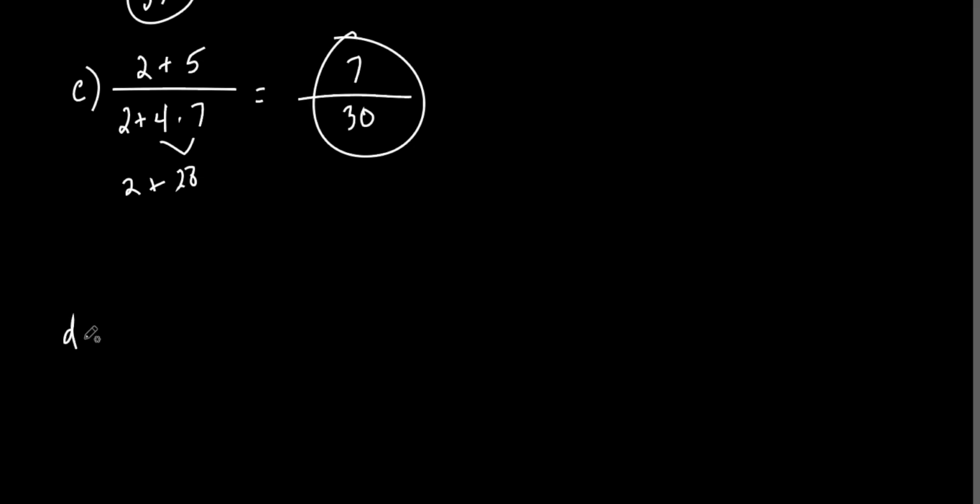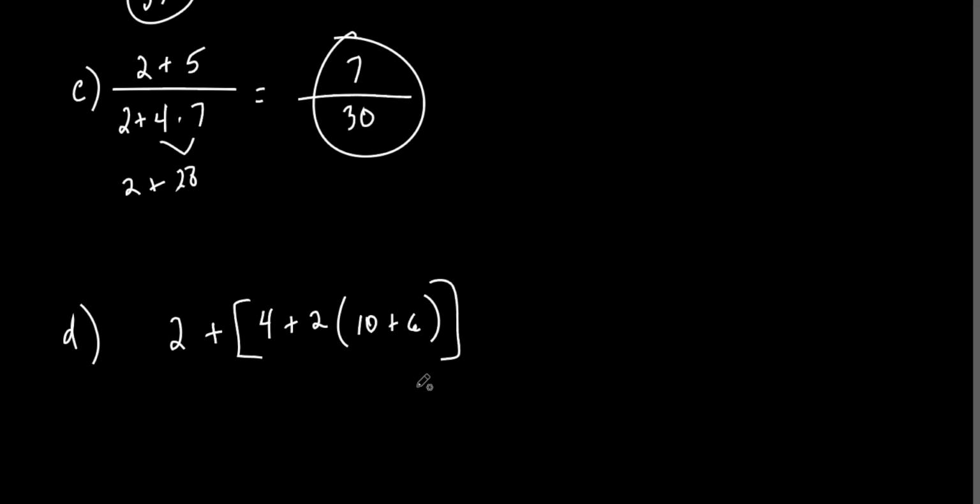One last one, part D. Now this one's a little bit longer than the others. They introduce a bracket, but the bracket means the same thing as a parentheses. So don't let that scare you off. Plus 2, parentheses, 10 plus 6. Okay. So what does that bracket mean? That's your outside thing. So you do the bracket before you add it to the 2. You see it? But inside that bracket's another parentheses.